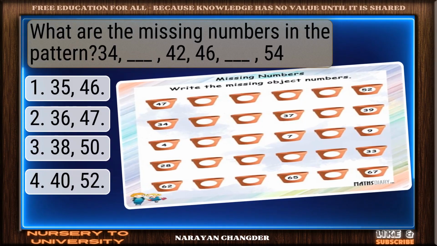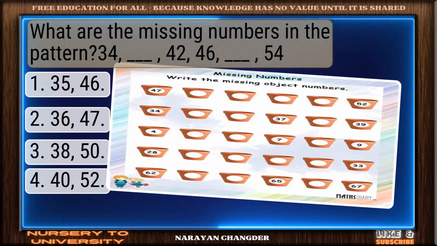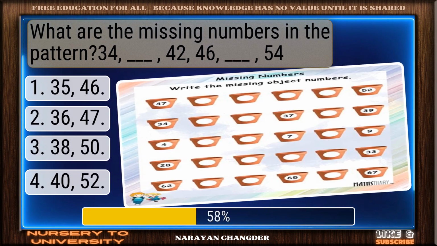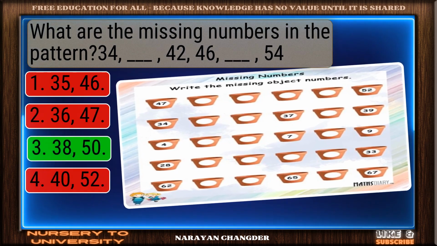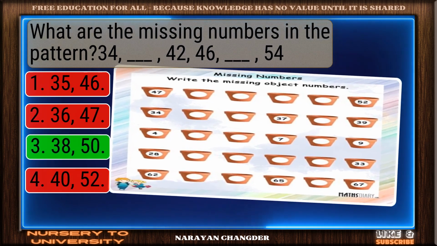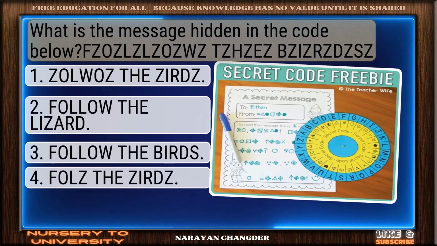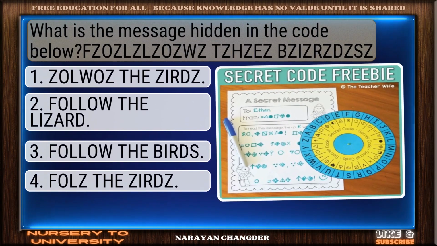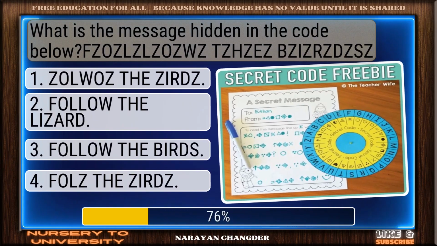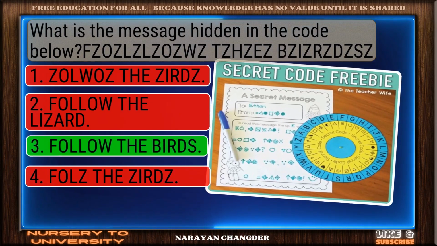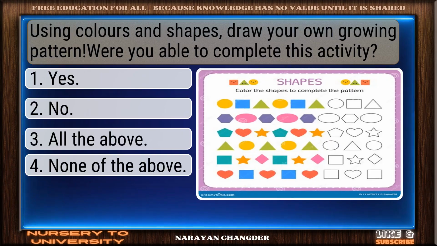What are the missing numbers in the pattern? 34 dash of 42, 46 dash 54. Nice selection. 3850 is the correct and valid answer. What is the message hidden in the code below? For Zolz's Sears Scars? Excellent. Follow the birds is a brilliant choice.